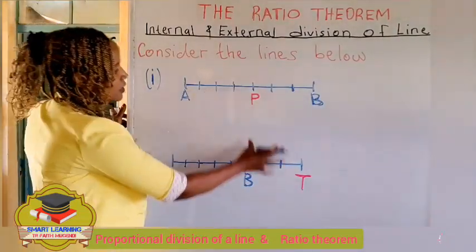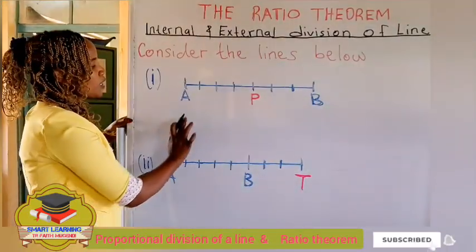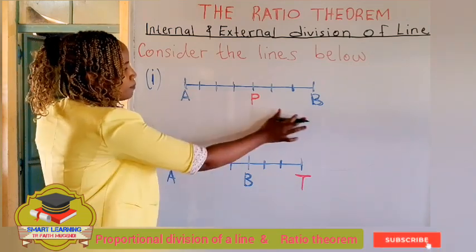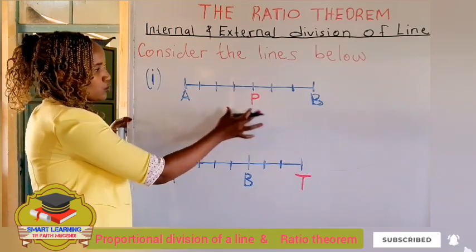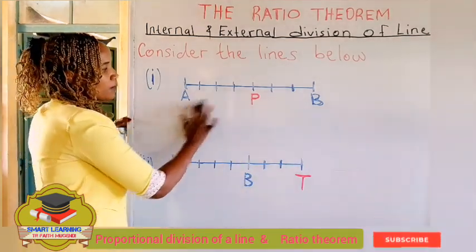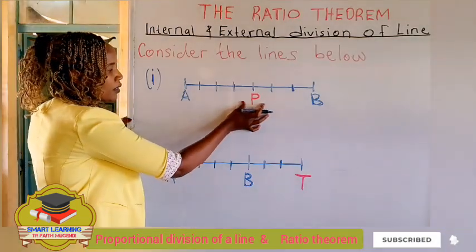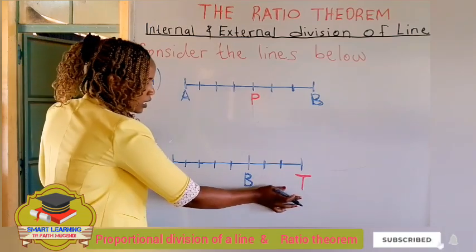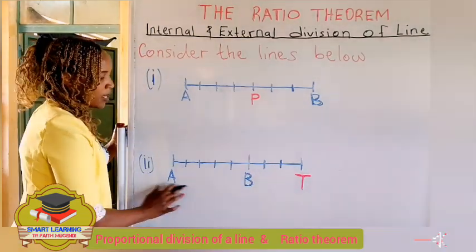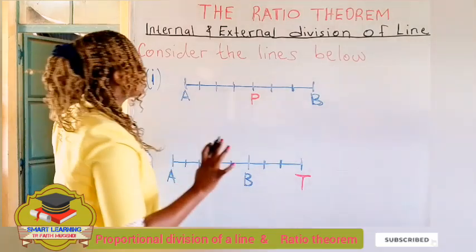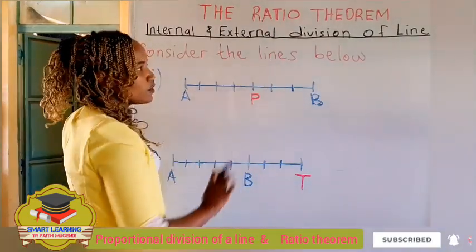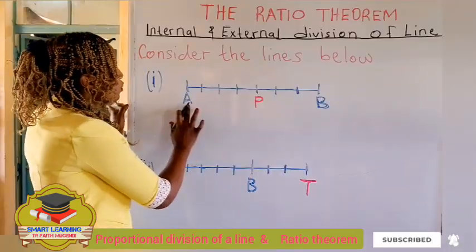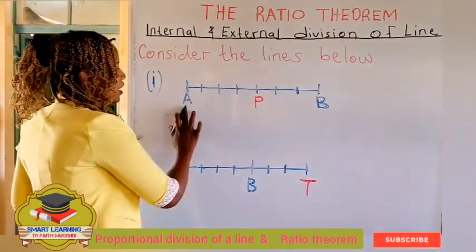So let's consider the lines that we have here. We have line AB with point P between A and B. When you look at these two lines, they are different. They are both AB, but in the first case there is a point P in between A and B, and then we have point T on the right side of A and B. This forms the basis of internal and external division of a line that will lead us to the ratio theorem.